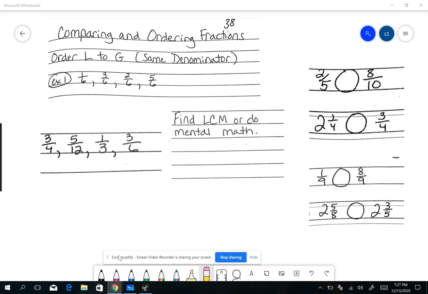Today's lesson is comparing and ordering fractions, which can be found on page 38 in your notebook. Let's take a look at the first example. We're going to order these fractions from least to greatest.